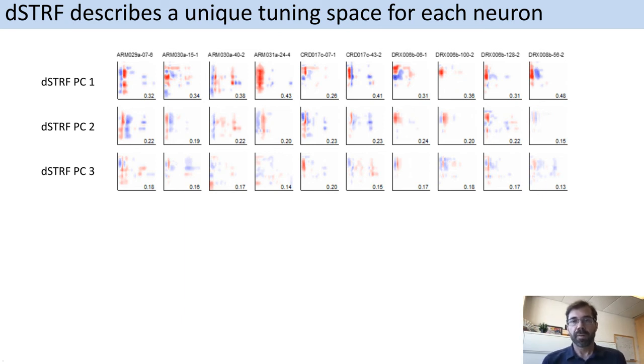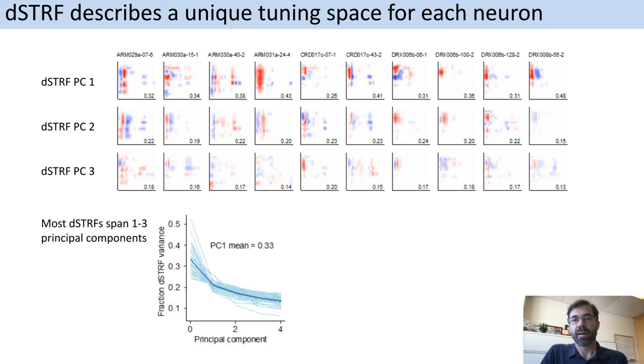But just very roughly, one thing you might notice is that the relative contribution of these PCs can vary from neuron to neuron. So the brightness of the DSTRF indicates the relative variance explained in the total DSTRF by each principal component. And if we compute that value per neuron, what we see is that, as expected with PCA, the first component is always the largest, but the relative magnitude of that component varies substantially from cell to cell.